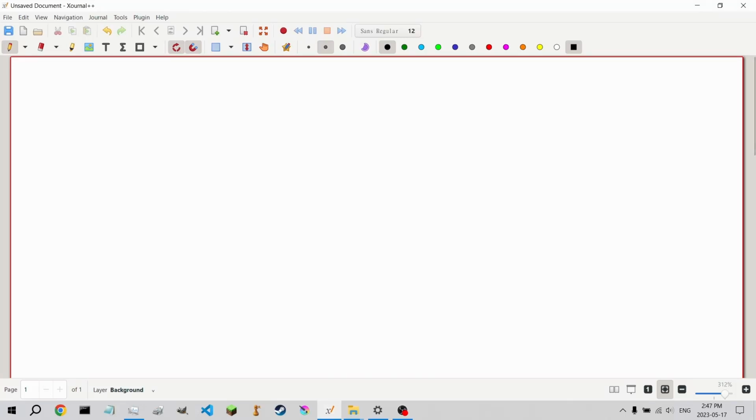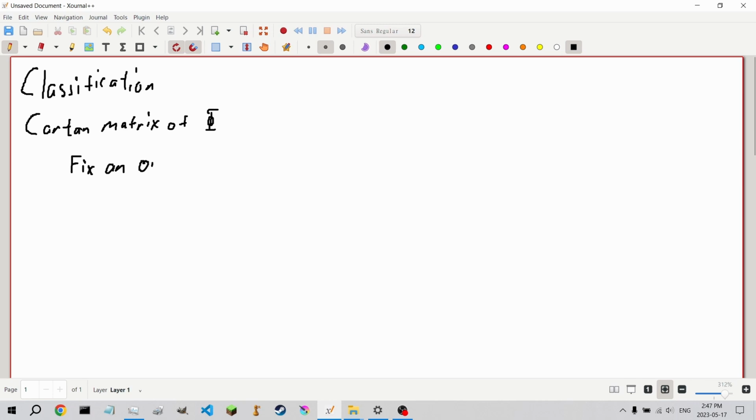So today we're looking at classifications of these root systems that we have been working with so far. And to start out, we're looking at the Cartan matrix of our root system. So we start out by fixing an ordering of simple roots.